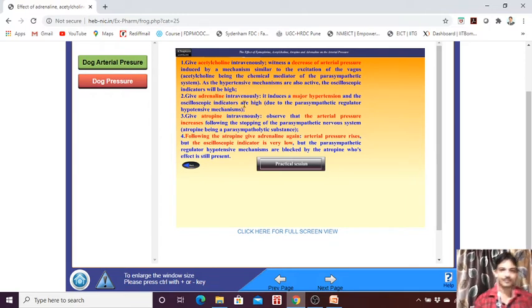oscilloscopic indicators are high due to the parasympathetic regulation of the hypotensive mechanism. In case of atropine, again intravenously, observe the arterial pressure increase following the stopping of the parasympathetic nervous system. Atropine is a parasympatholytic substance, that means it is blocking the M2 receptor, so there is an increase in the pressure. Acetylcholine intravenously, decrease in the arterial pressure, again because the M2 receptor is there.